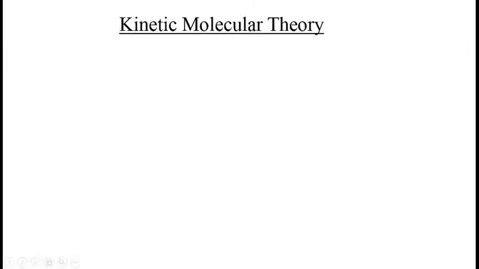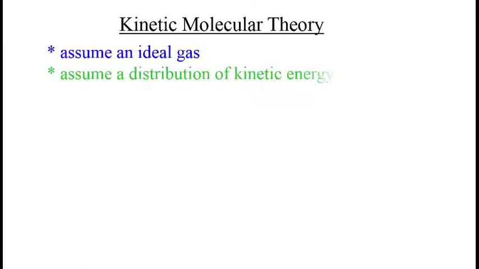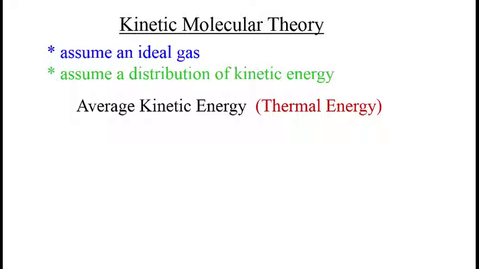Kinetic molecular theory assumes the presence of an ideal gas, whether an individual gas or a mixture of gases. But it goes farther by considering the motion of the atoms or molecules. It assumes that there is a distribution of kinetic energy in the gas sample. This means that not all the atoms or molecules have the same kinetic energy, but it presumes that there is an average kinetic energy. This is sometimes called the thermal energy of the gas.